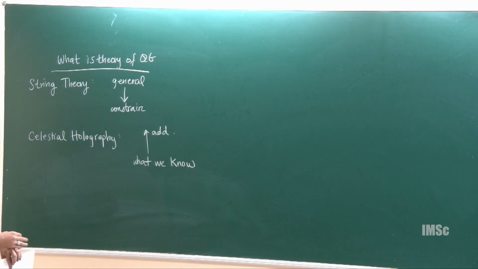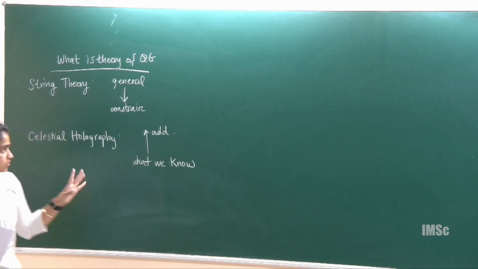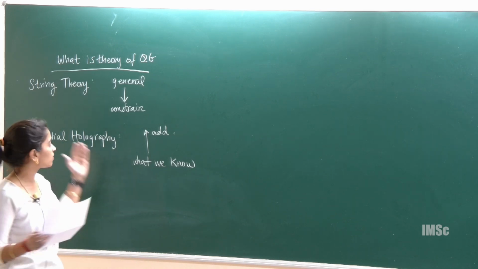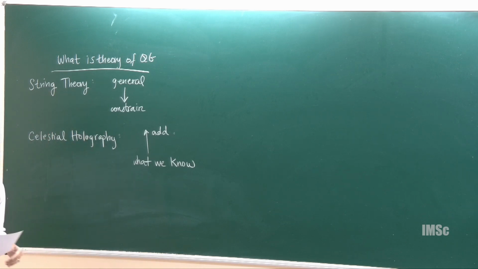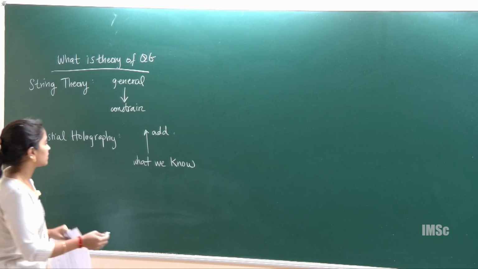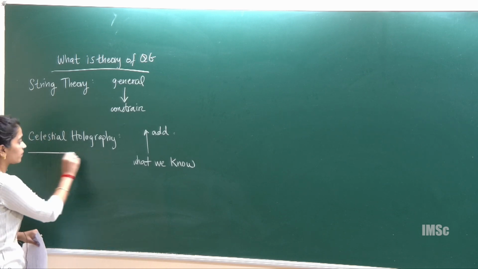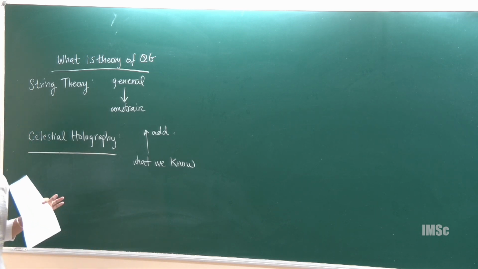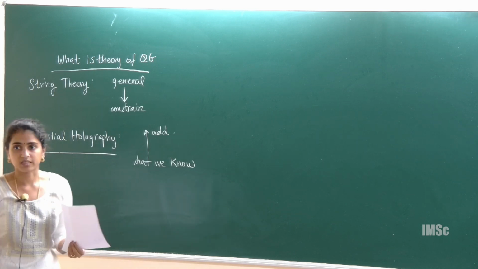But okay, so this is sort of the base for how these two things should connect to each other. But where did this field of celestial holography originate? It originated in a study of asymptotic symmetries.